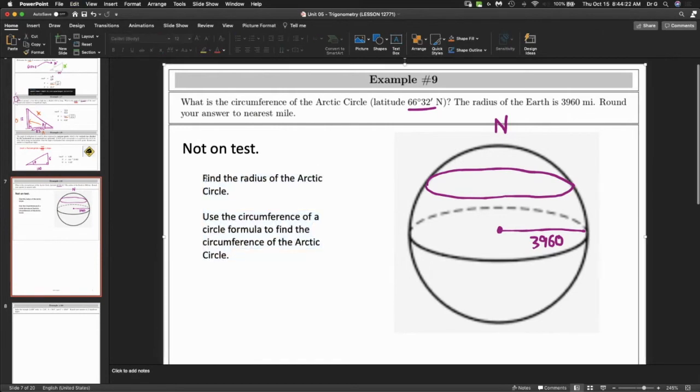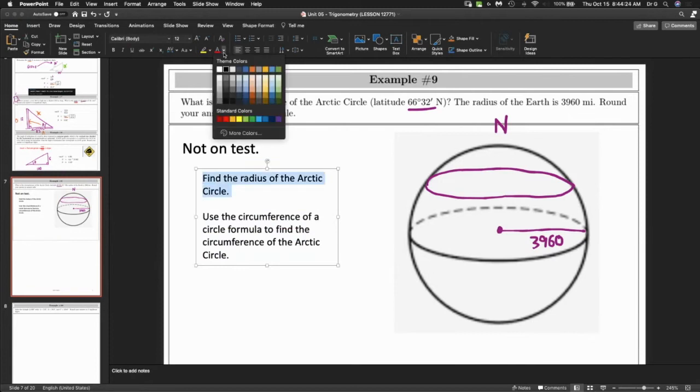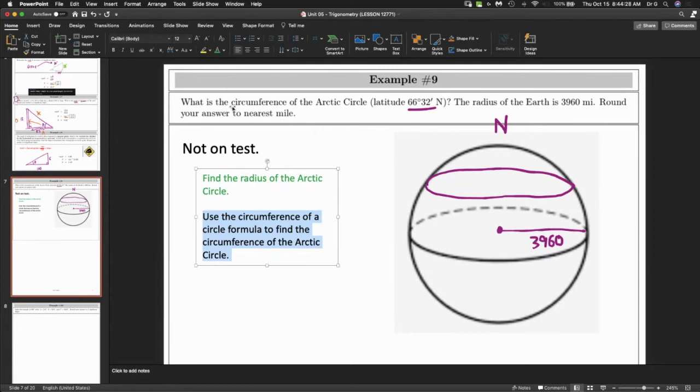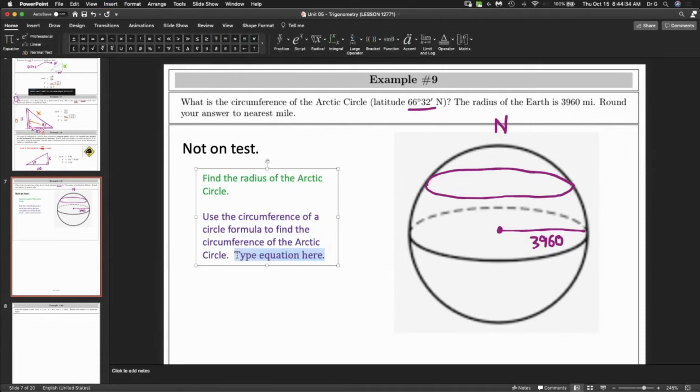That's the process. So we're going to find the radius of the Arctic Circle, and then we're going to use the circumference of the Arctic Circle formula. So anybody remember what the equation for the circumference of a circle is in terms of the radius? What's the circumference in terms of the radius?